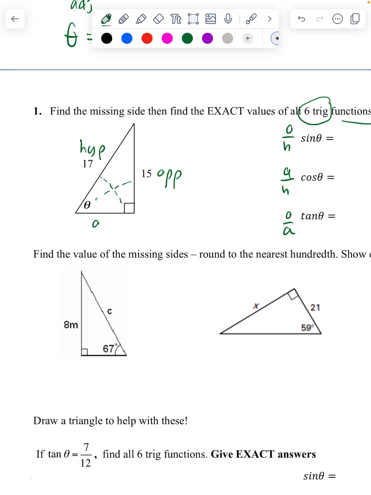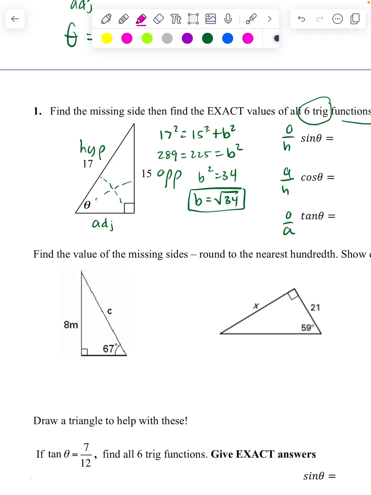This is going to be my adjacent side, but I first have to get that number. And so I'm just going to use Pythagorean theorem to find that third side. So I know that 17 squared is 289, and I know that 15 squared is 225. When I subtract that 225, I end up with 64. So that unknown side is root 64, and it does say exact values, so I'm going to have to leave it as a square root.